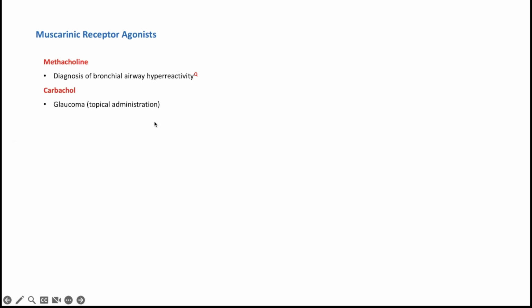Carbachol is used topically in the treatment of glaucoma, and bethanechol is used in the treatment of ileus, that is post-operative ileus as well as neurogenic ileus, as well as urinary retention, as bethanechol is going to contract the muscles through the M3 receptor present in the intestinal smooth muscles and the urinary bladder.